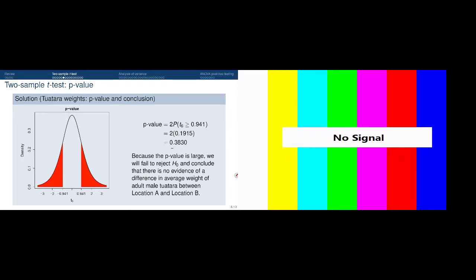Since that p-value is relatively large, we would not reject the null, and therefore there's not enough evidence to suggest that there's a difference in population means between the two locations.